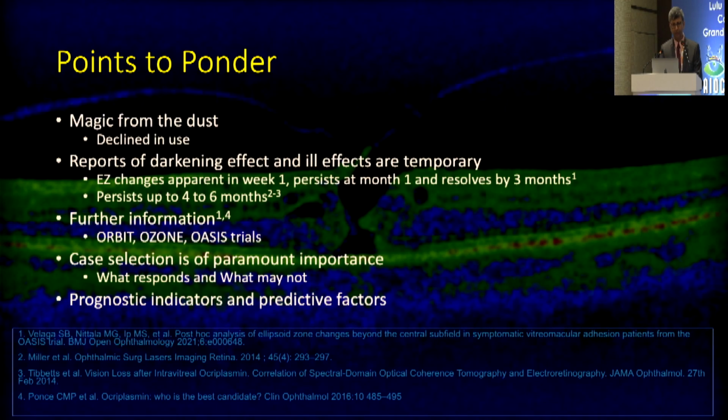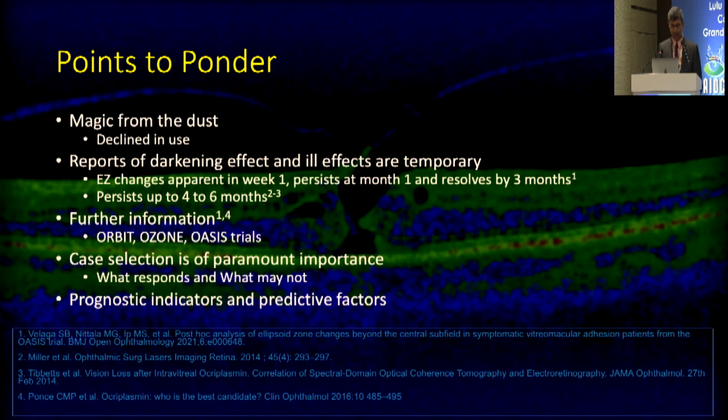Points to ponder. It came out like magic from the dust, but declined in use, fell into disrepute, mainly because of the so-called darkening effects seen in patients. But again, remember, they are temporary, and these are related to more of the ellipsoid zone, the ISOS segment changes, which become apparent in week 1 and can range anywhere up to 6 months, depending on various papers that I've reported.